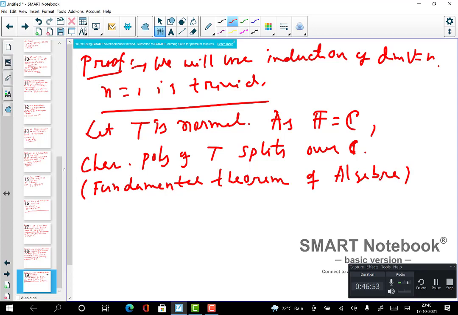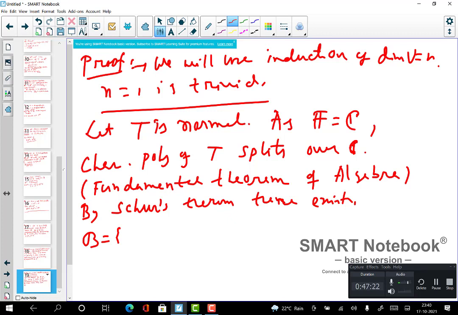Okay, now if T is split, then you have Schur's theorem. Schur's theorem tells you that, thus by Schur's theorem, there exists an orthonormal basis B of V such that T with respect to B is upper triangular.